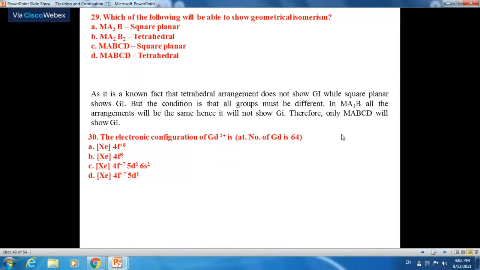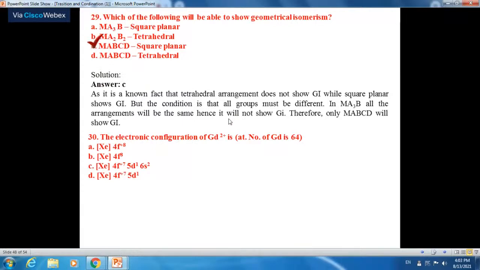There are two isomers. In MA3B, all the arrangements will be the same, hence it will not show geometrical isomerism. Therefore, only MABCD will show geometrical isomerism, that is cis and trans isomerism. So hence, the answer is C, square planar MABCD.